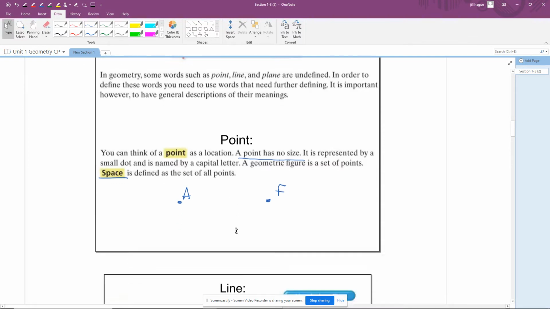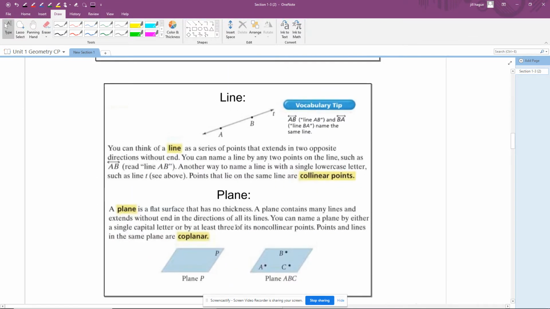So that's a point. Now we go into things that get a little bit trickier, and it's very specific how we write a line. So this line right here, how do I know it's a line? I know it's a line because it has an arrow here and an arrow over here, which means it goes on forever. Then I have two points on that line, and a letter T up here. The letter T you might not be able to see because I wrote over it, but there we go.